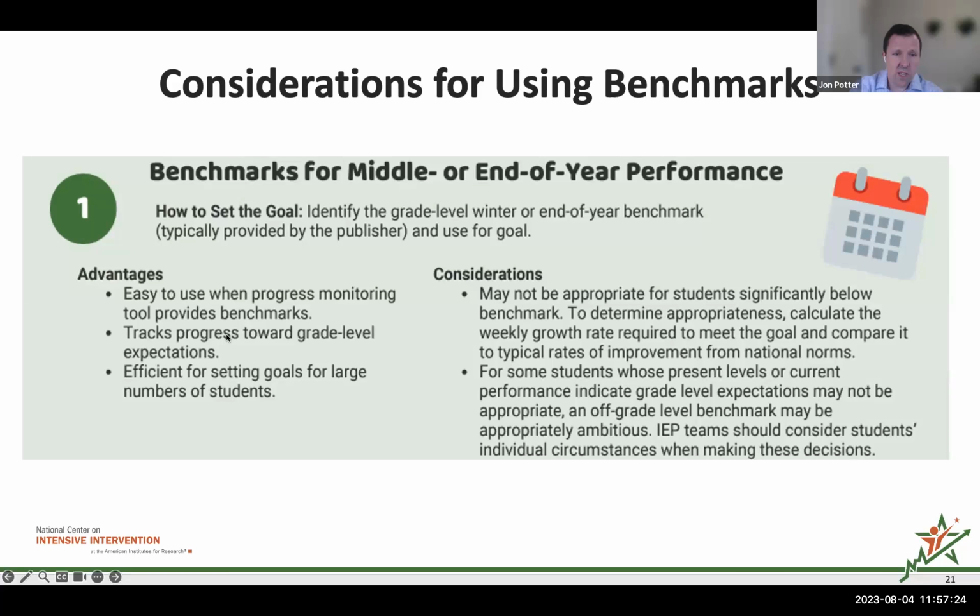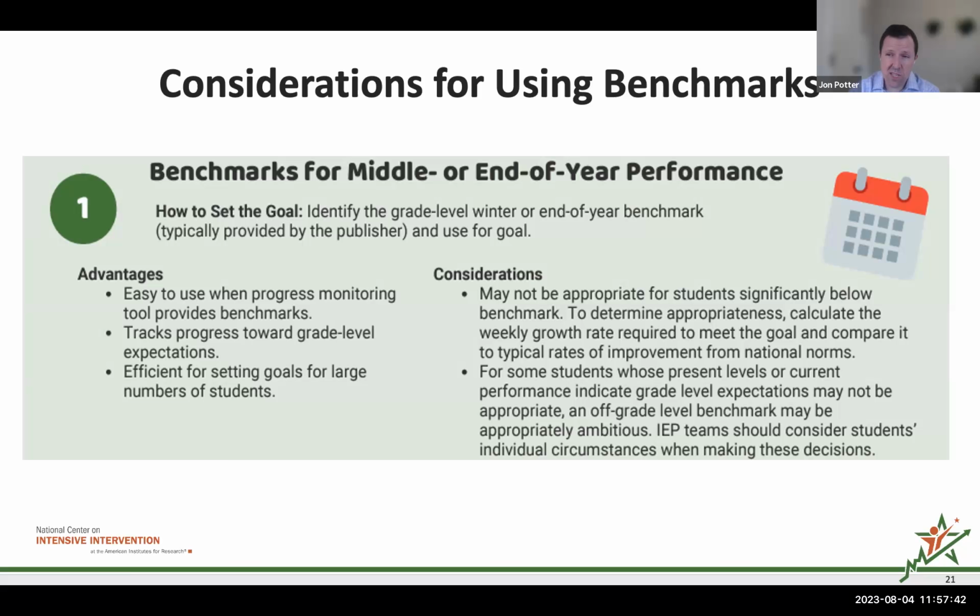So it's easy to use, tracks towards grade level expectations, and is also efficient. It's very easy to do for multiple students at the same time, so it doesn't take a lot of time. However, there are some considerations we want to think about if we're using the benchmark.